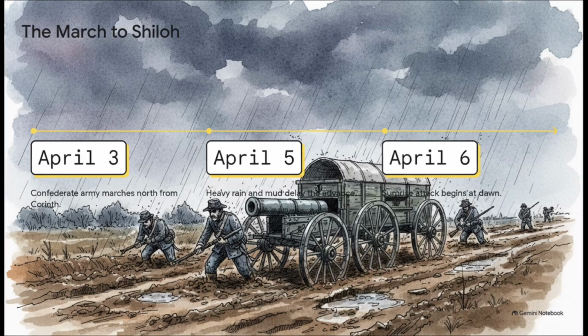Johnston's 44,000 men marched out on April 3rd, but heavy, relentless rain turned the roads into an absolute muddy nightmare. Tens of thousands of men, their artillery, their supply wagons, they all just became hopelessly stuck. And this critical delay meant his troops, who were already exhausted and starving from poor rationing, couldn't actually launch their big surprise attack until the dawn of April 6th.